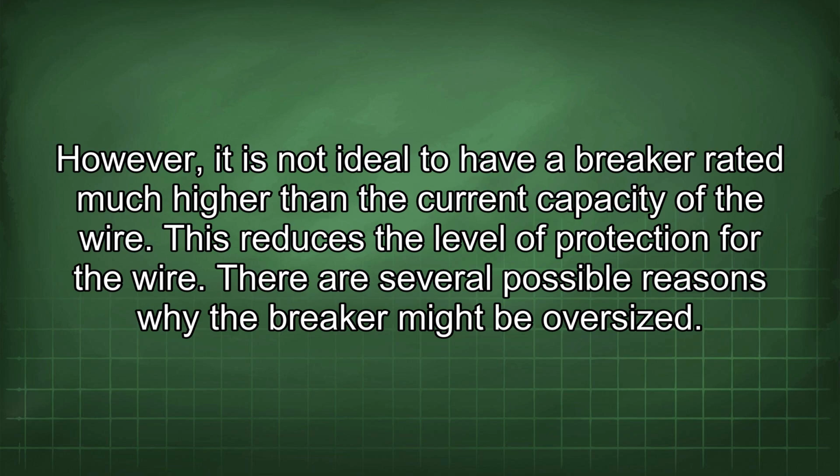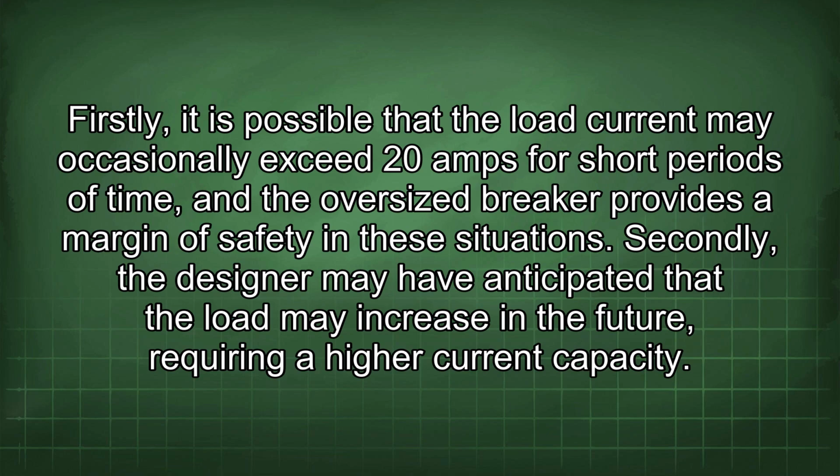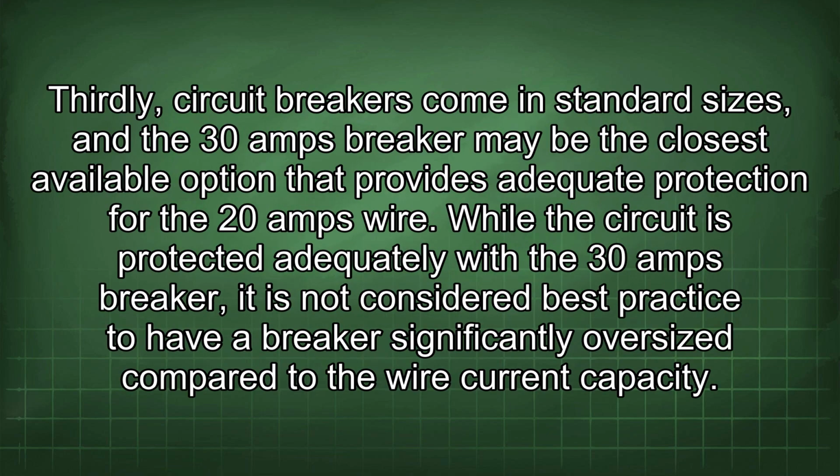There are several possible reasons why the breaker might be oversized. Firstly, it is possible that the load current may occasionally exceed 20 amps for short periods of time, and the oversized breaker provides a margin of safety in these situations. Secondly, the designer may have anticipated that the load may increase in the future, requiring a higher current capacity. Thirdly, circuit breakers come in standard sizes, and the 30 amps breaker may be the closest available option that provides adequate protection for the 20 amps wire.